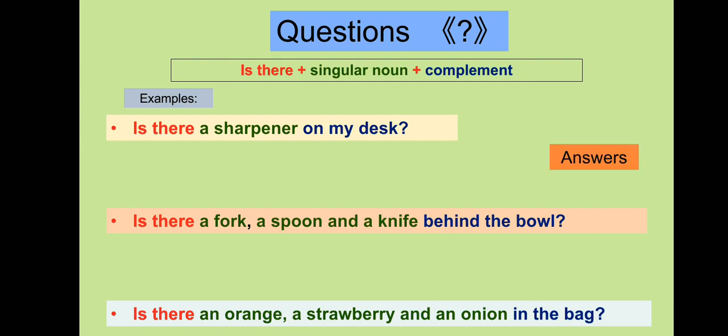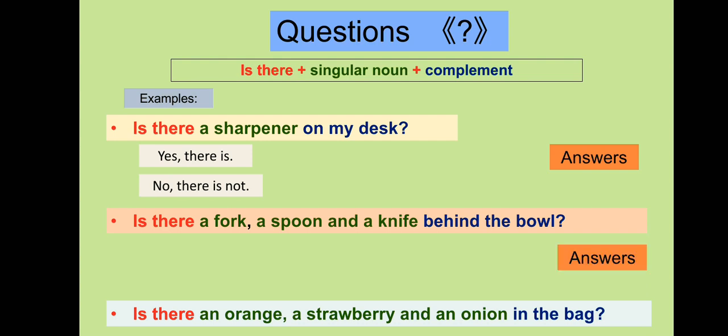Answer. We have two possible answers. They're going to be short answers. Yes, there is. No, there is not. Or no, there isn't, as you can see in the contracted way. Is there a fork, a spoon, and a knife behind the bowl? Yes, there is. No, there is not. And you can continue doing the answers. And is there an orange, a strawberry, and an onion in the back? Yes, there is, or no, there is not.